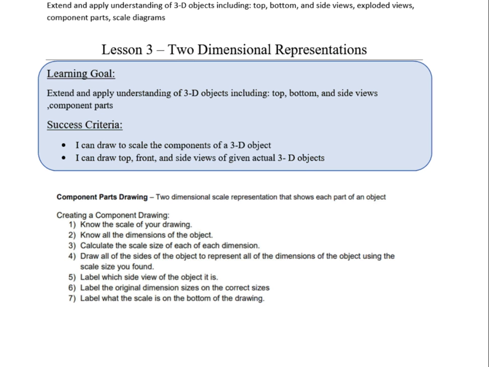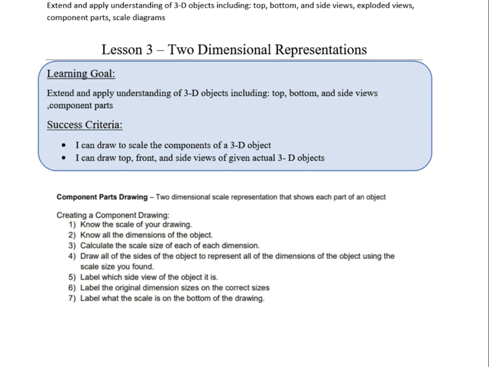When we come to component part drawings, they're a two-dimensional scale representation that shows each part of an object separately. So you have to know the scale of your drawing, you have to know all the dimensions of the object. You're going to have to calculate the scale size of each dimension. You're going to draw all the sides of the object to represent all of the dimensions of the object using a scale size you found. So that means you're going to draw them using scale factor.